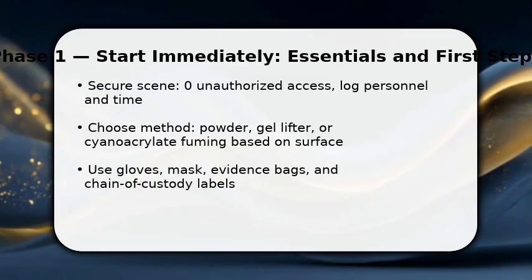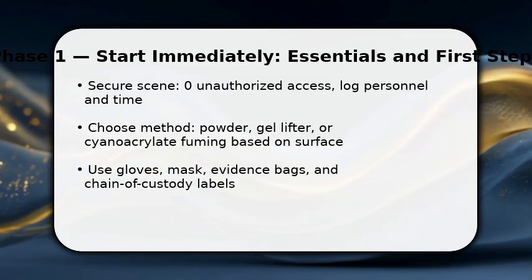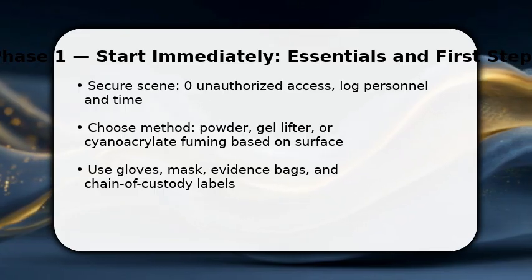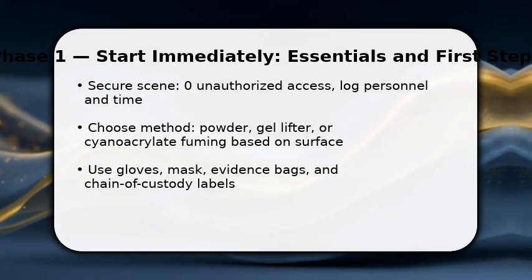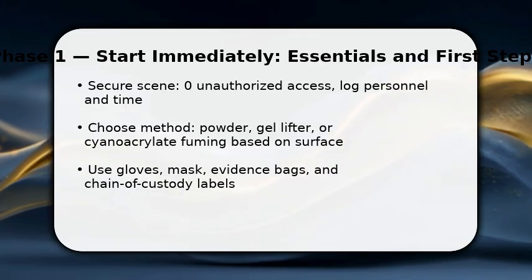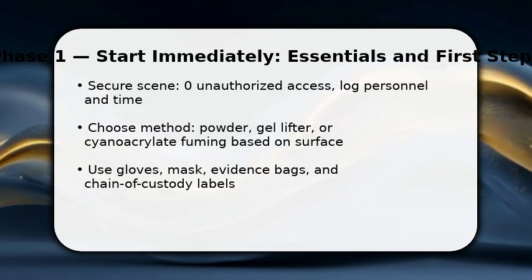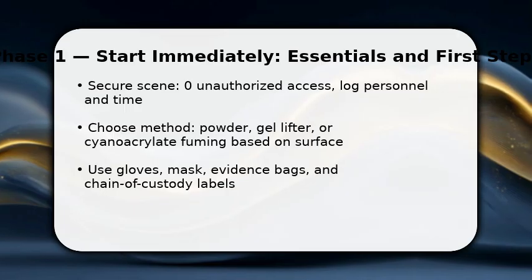Enjoy the video. You start by locking down the area and documenting everything. This preserves context and prevents contamination. Once done, prioritize likely print zones, handles, switches, glass, then select a development method that matches the surface. Make sure to put on gloves and mask. Chain of custody matters for admissibility.